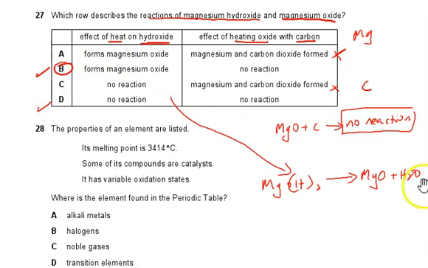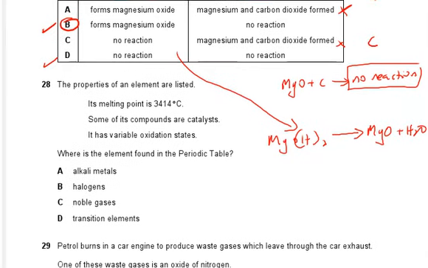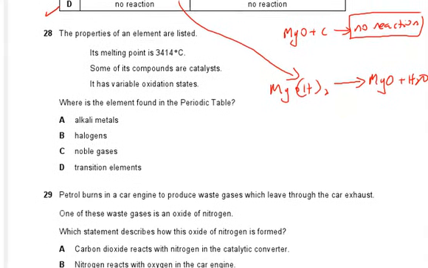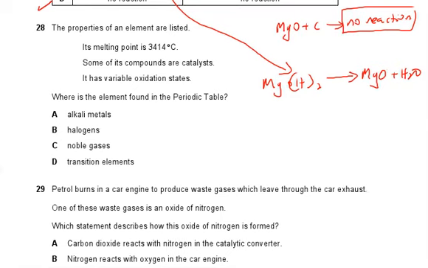Now let us look at number 28. The property of an element is listed. Melting point is 3000 something degrees Celsius. Some of its compounds are catalysts. It has variable oxidation state. So this one itself shows it is from the transition elements. D.